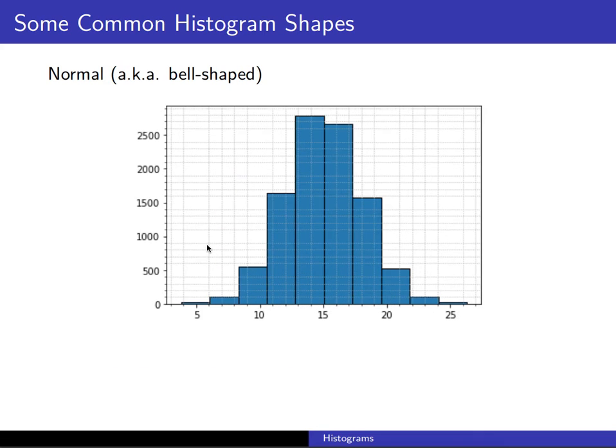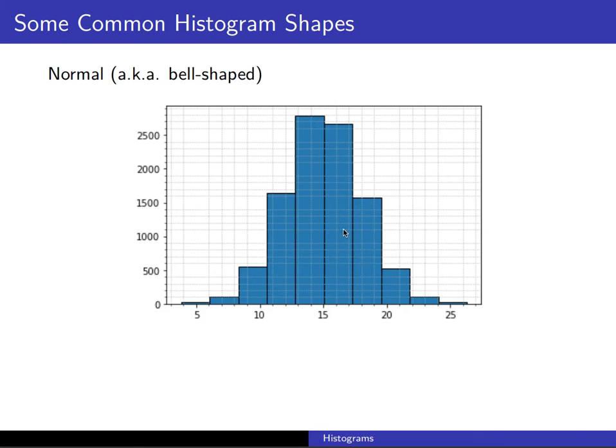We have normal, also known as bell-shaped distribution, where if we trace it out and make it like a curve to get an idea of how this data is, it makes somewhat of a bell shape. You may have heard of bell-shaped curves and bell-shaped distributions before. We're going to spend a lot of time talking about normal distributions in this course.